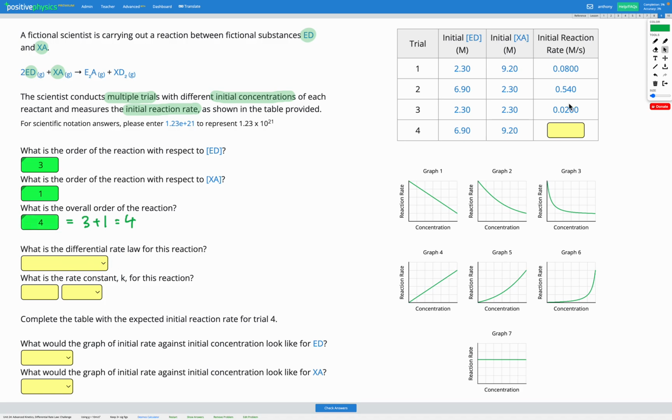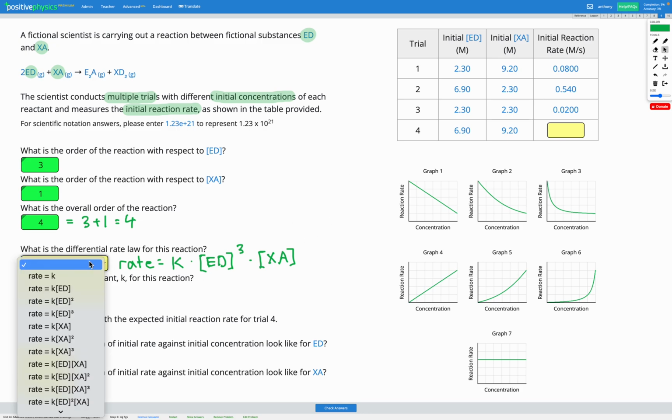Okay, next we need to write our differential rate law. So remember, to do that, our rate is equal to k, which is going to be the rate constant, multiplied by the concentration of each reactant to the power of the order of the reaction with respect to that thing. So the concentration of ED to the power of its order, which is 3, multiplied by the concentration of XA to the power of its order, which is just 1. And remember, anything to the power of 1 is just the number itself, so we can get rid of the 1 there.